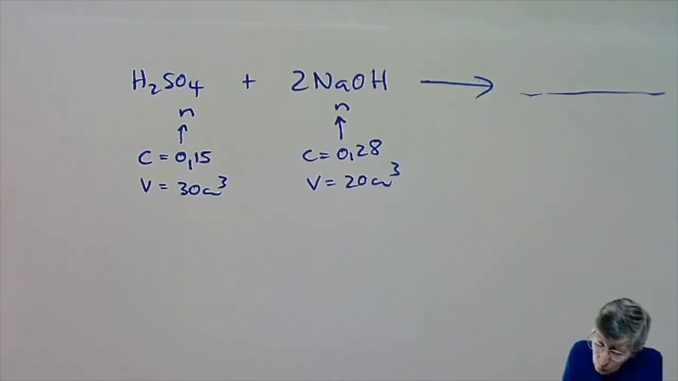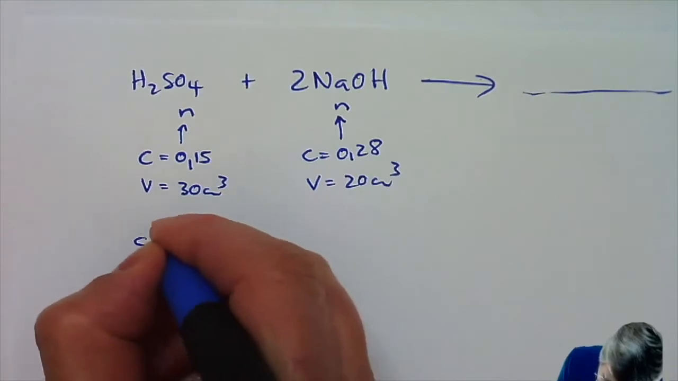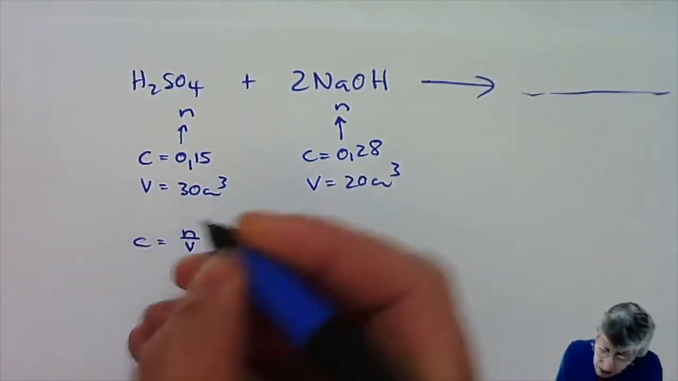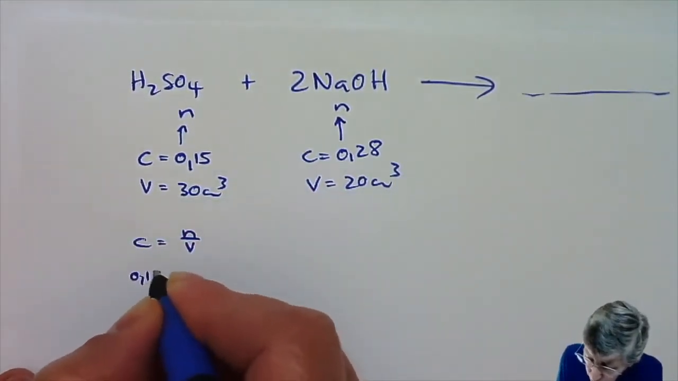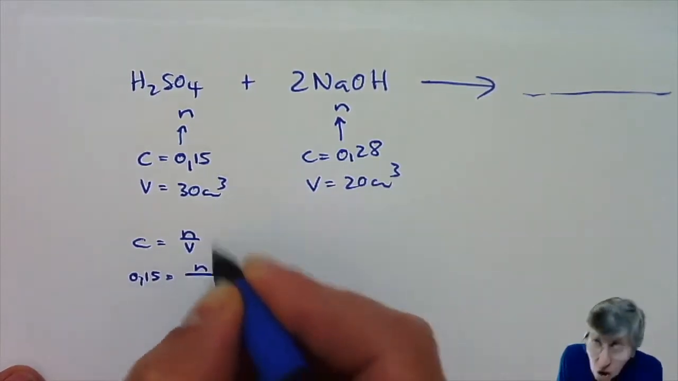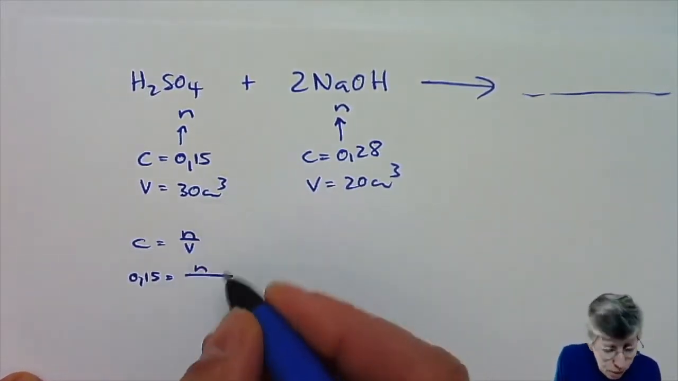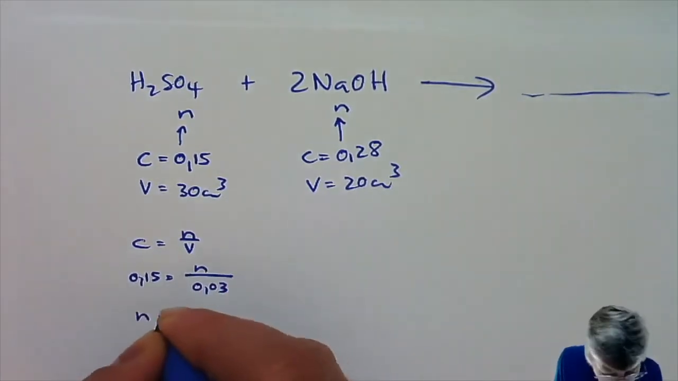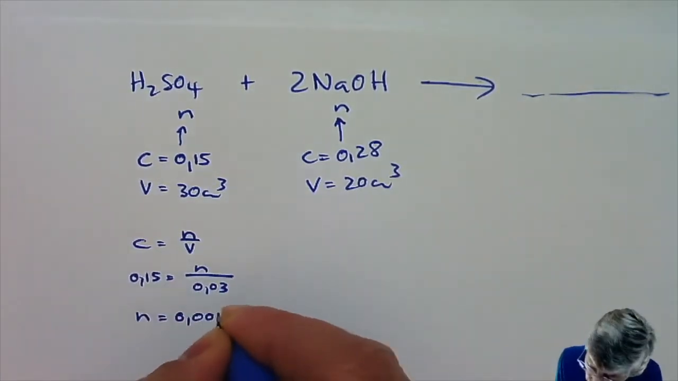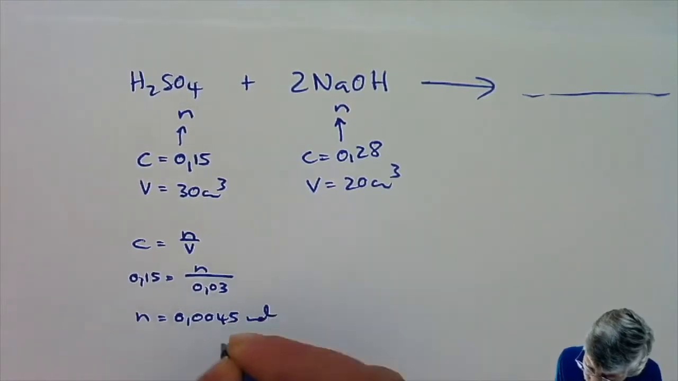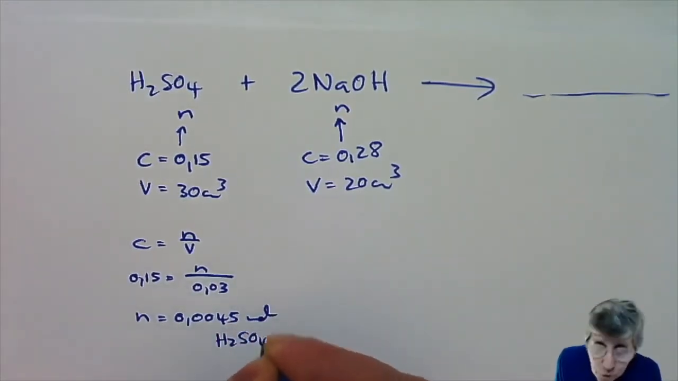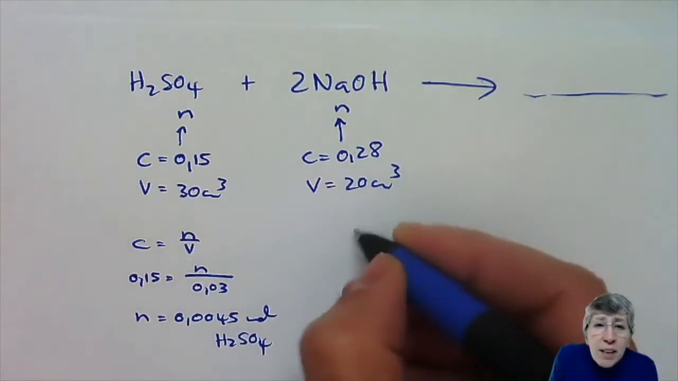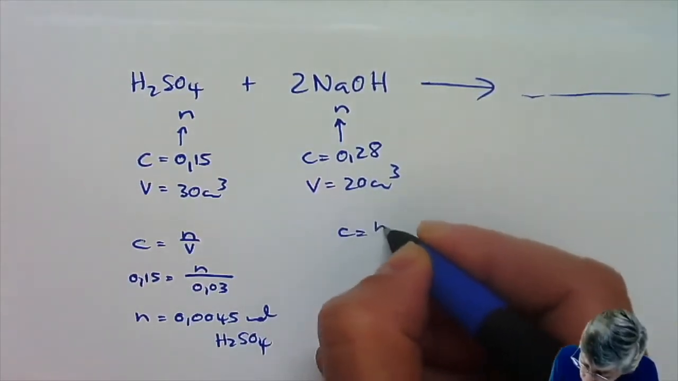Right, so for this we're going to use C equals n over V, right? The concentration 0,15. Remember the volume, we have to convert to cube decimeters, so I end up with 0,03, and the moles end up being 0,0045 moles of H2SO4.